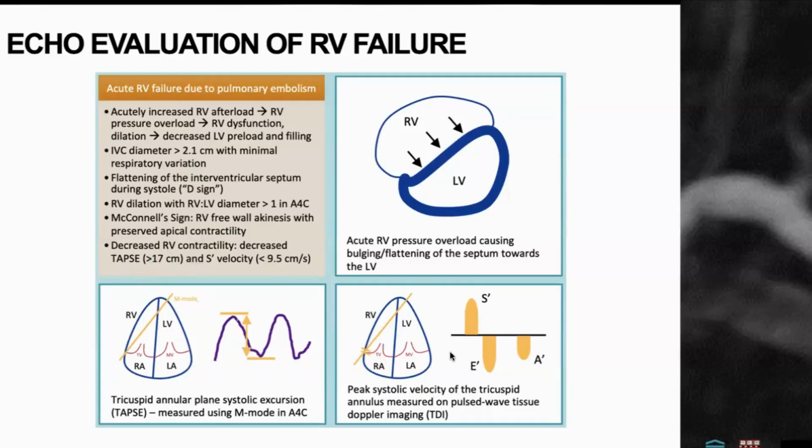There's a similar measurement called the S prime velocity. It's a similar concept to the TAPSE. You can learn it if you want to, but the easier thing to do is just do a TAPSE. And then this is the quote unquote D sign, which we saw in the echo I showed you a little bit ago. This is the RV bowing into the LV, compressing it and preventing it from filling adequately.